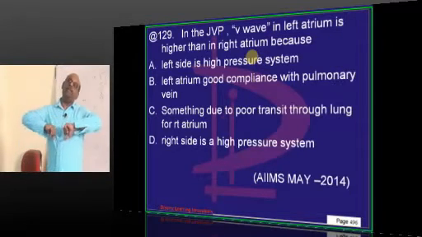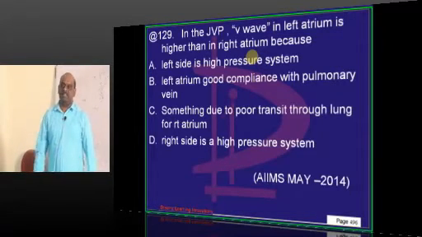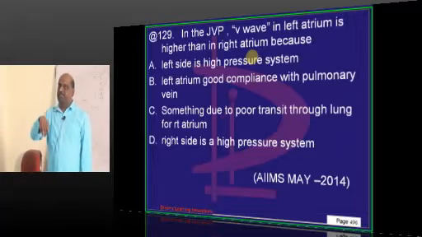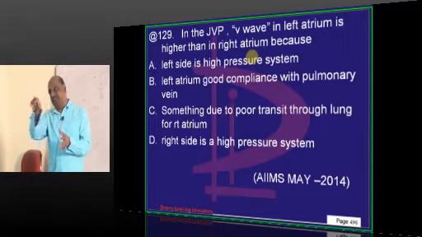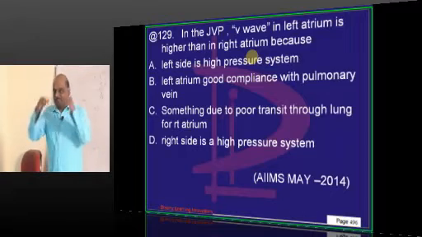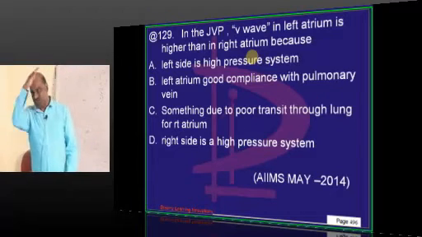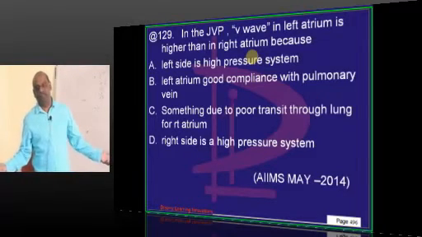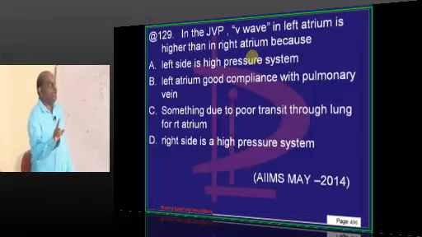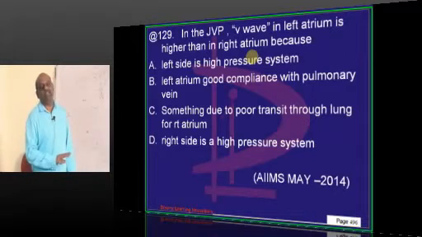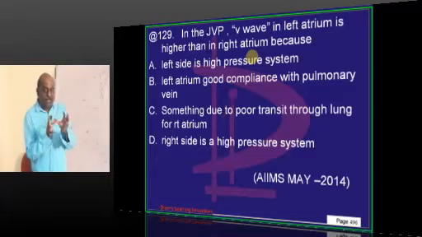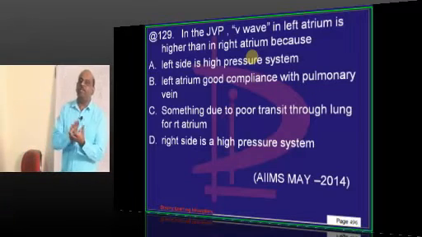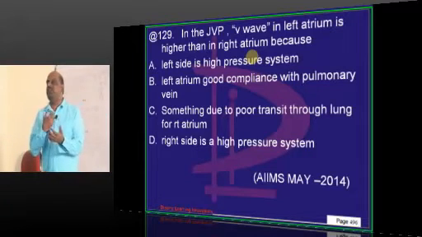After that the atrium relaxes, pressure falls down, X descent. Then the great veins drain into it and fill it. So pressure rises, V wave. Then the tricuspid opens and blood leaves. So Y descent. Simple, right? So if you take left versus right atrium, the left atrium is habituated to living in which kind of situations of life?